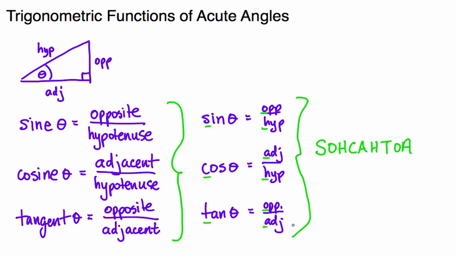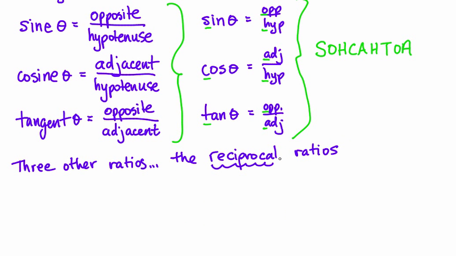But there are more ratios. So a ratio, again, is just comparing two things. So sine compares opposite and hypotenuse. There are actually three other ratios known as the reciprocal ratios that we need to also learn about. So here's what they are. The first new one is the reciprocal to sine. So if sine is opposite over hypotenuse, there's a new ratio called cosecant.